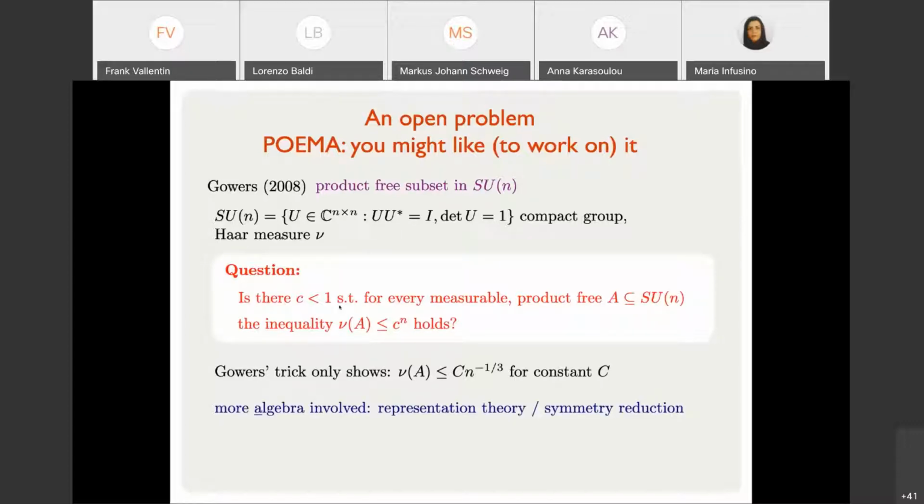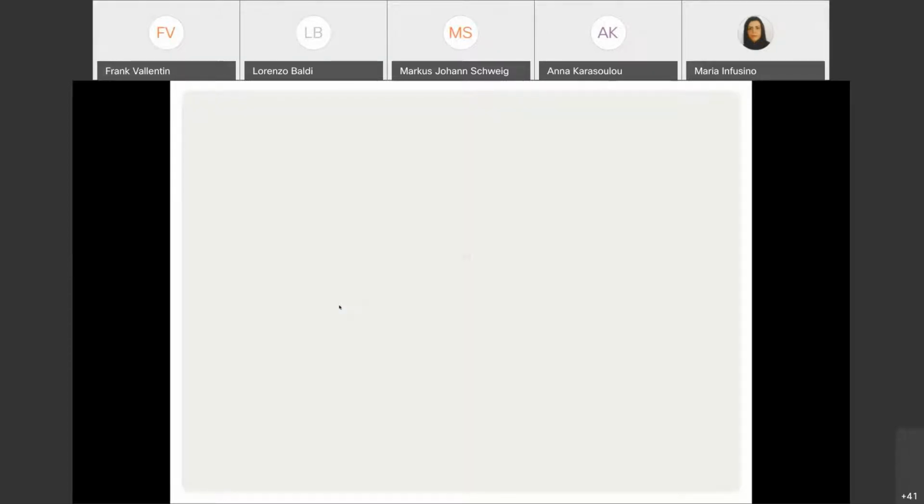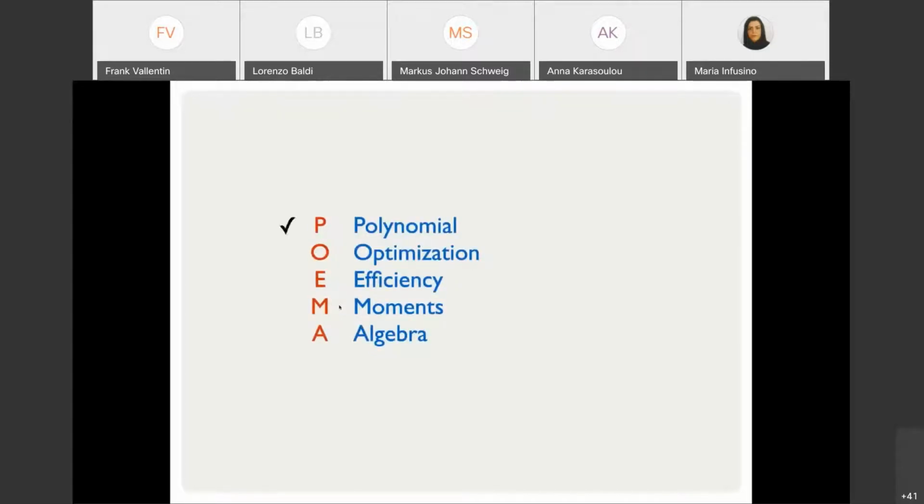And there will be more algebra involved. So there will be some representation theory and some symmetry reduction involved. So the A of POEMA will be used even a bit more, not only groups, but also representation theory and symmetries. And if you look at the representation theory of SU(n), it is very much linked to Schur polynomials. So the characters of SU(n) are Schur polynomials, so you also have a P in POEMA. If you go back to POEMA, we have polynomials through Schur polynomials, optimization by SDP, efficiency by SDP, moments because we have polynomials, and algebra because we have groups and representation theory. So I hope everybody in the audience would be happy now.